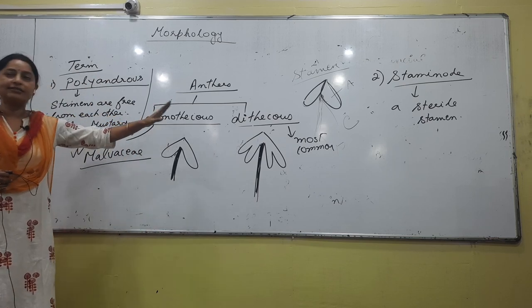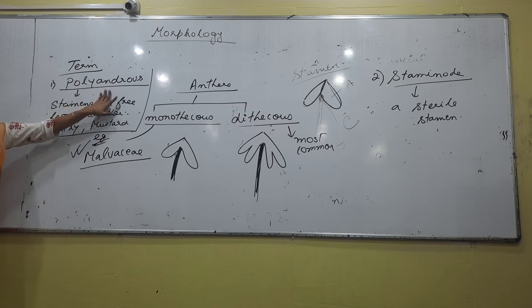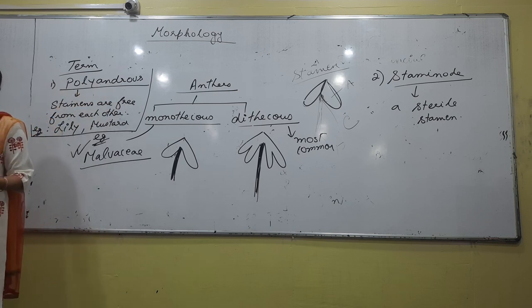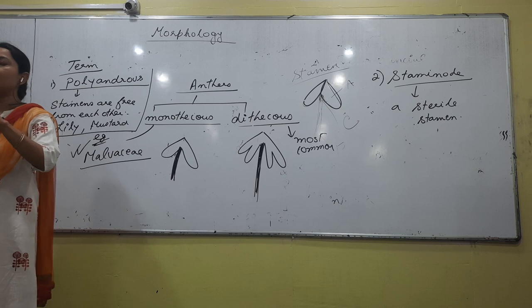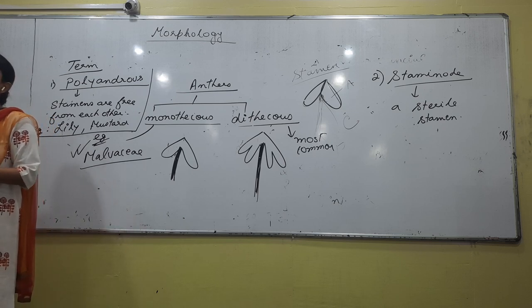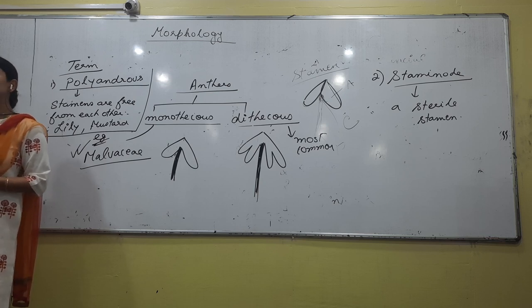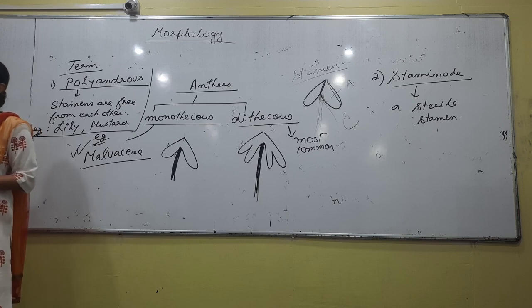Next is anthers, monothecous, dithecous. By the diagram itself we understood, right? The polyandrous condition talks about a flower having many anthers or many stamens. How are the stamens arranged? Again, two words: either they can remain in a free condition or they can remain in a fused condition. If they are free, it is called polyandrous. If fused, the flower has many anthers and they might form a bundle, right? Either they will form one bundle or two bundles. This is the part that we are going to do in the next class.